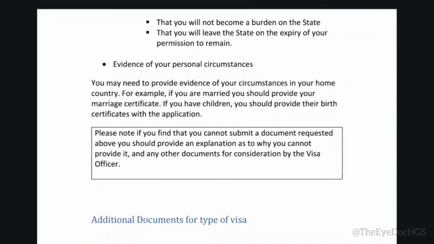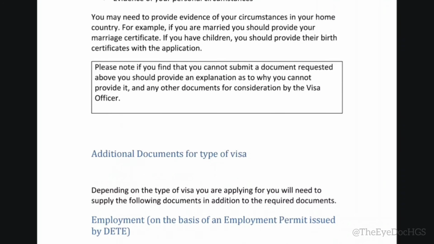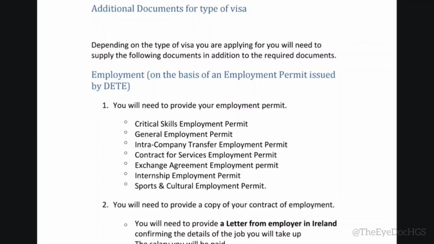After the application, you need to provide evidence of your personal circumstances. Like if you are married, you need to provide the MRC. If you have children, then you need to provide birth certificates. These documents should be attested by the Ministry of Foreign Affairs. So these are the documents that are required by every type of visa.